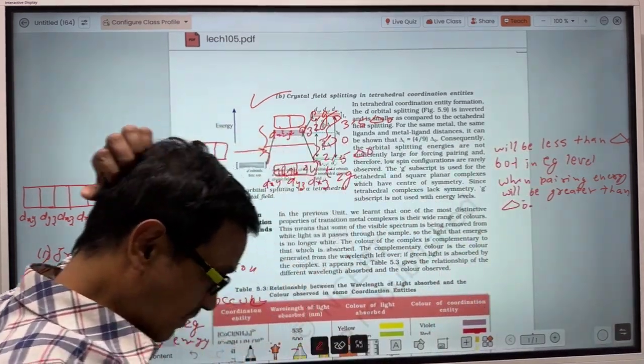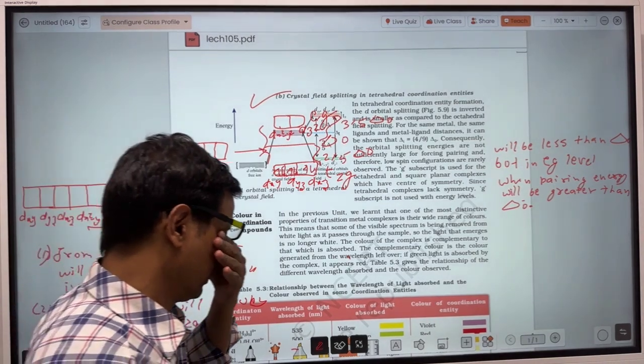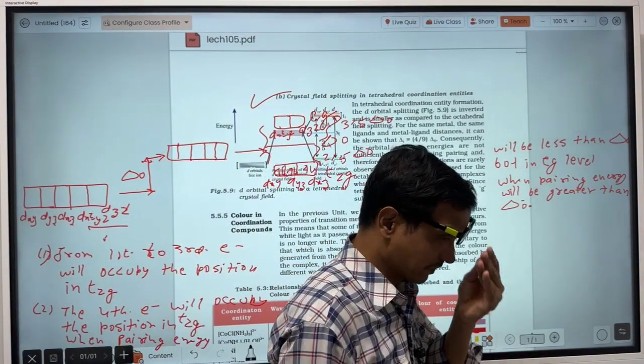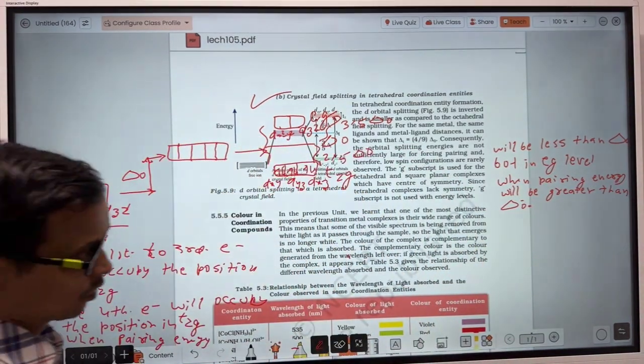Okay guys, keep in mind, for a strong field ligand, the pairing energy will be lower than delta O, and for a weak field ligand, the pairing energy will be greater than delta O.